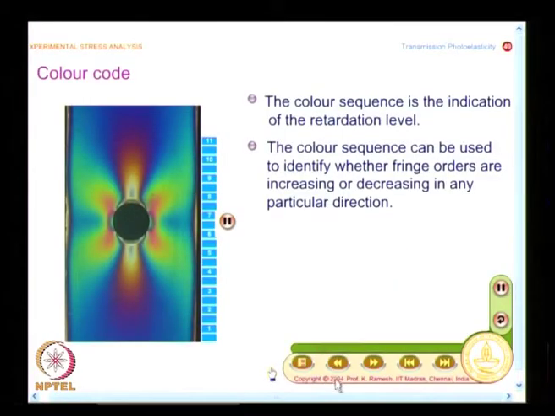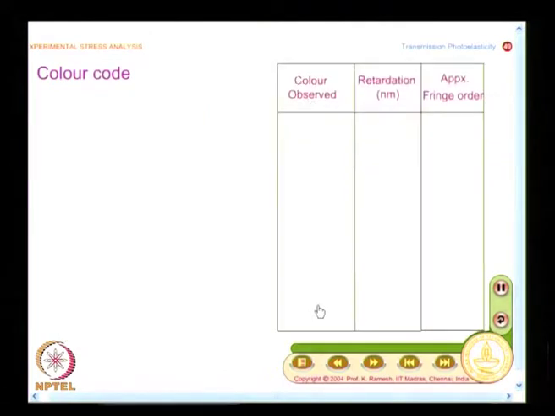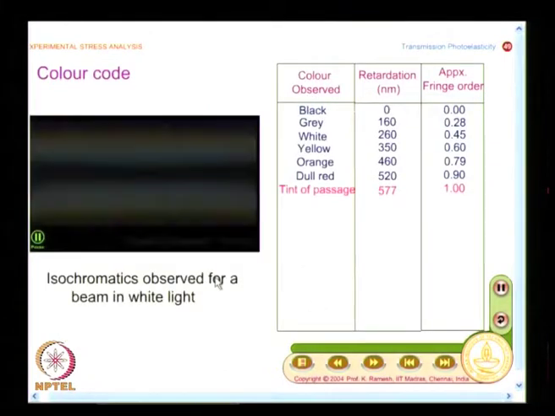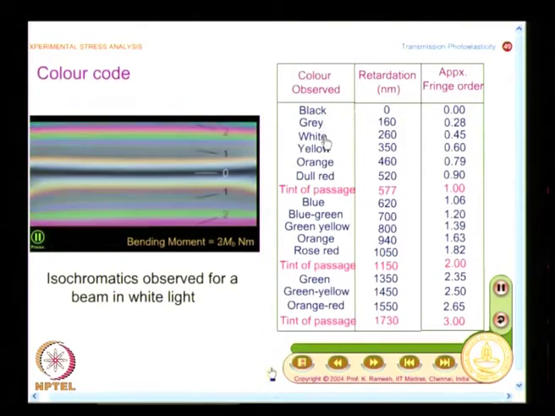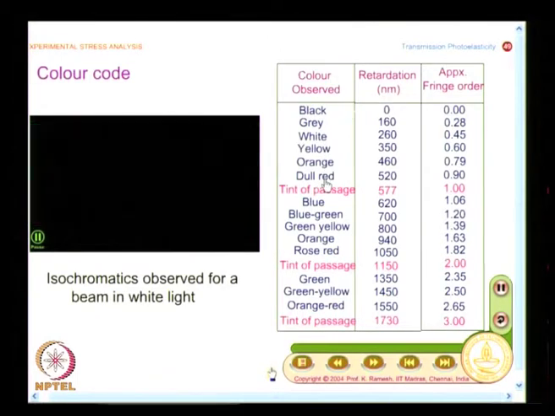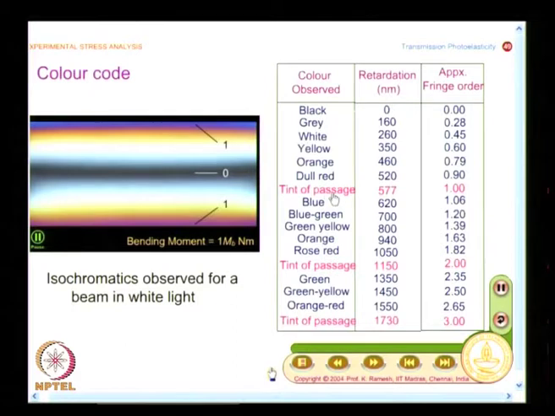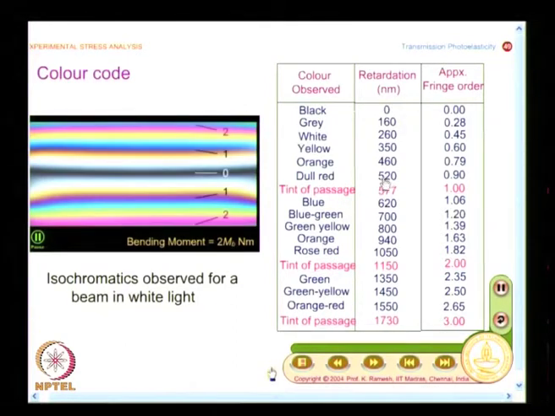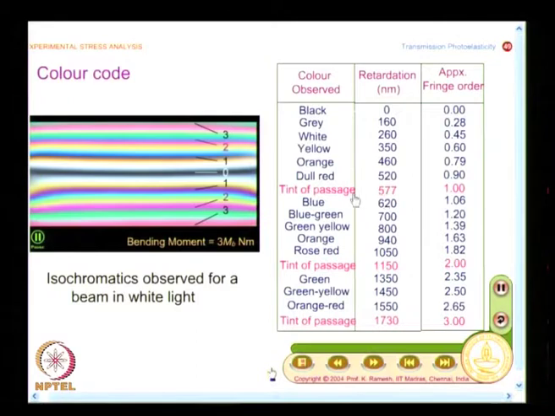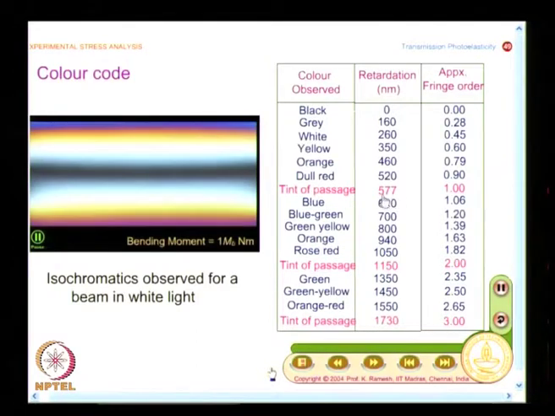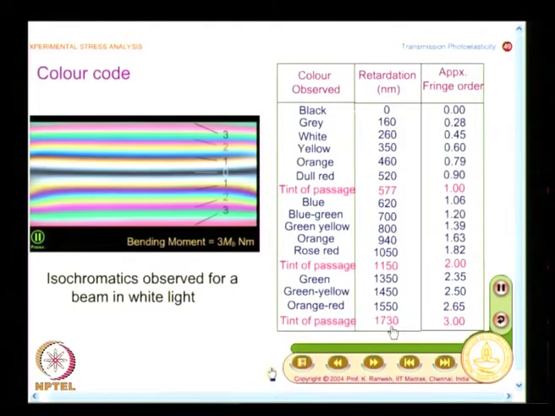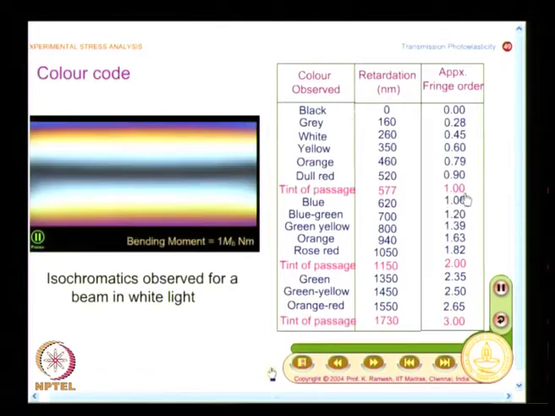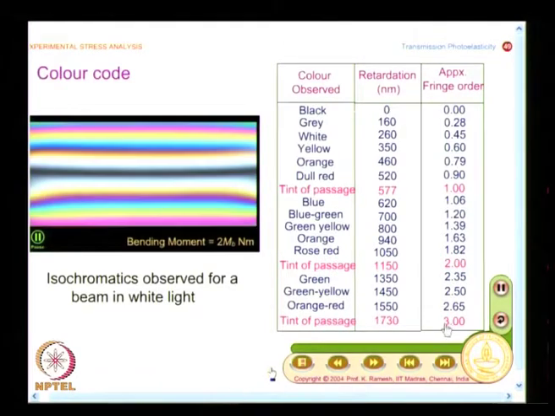Now we will go and attach numbers to these colors approximately, that is what we will do. So I have a color code. I have black, gray, white, yellow, orange, dull red, and we call something as tint of passage. This happens at 577 nanometers. Tint of passage again occurs when this is doubled, approximately 1150, and you have 1730 and so on. So you have this as fringe order 1, fringe order 2 and fringe order 3.